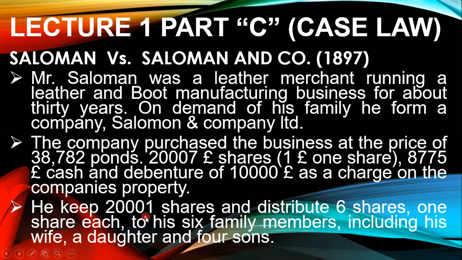Mr. Solomon kept 20,001 shares and distributed 6 shares, 1 share each, to his 6 family members, including his wife, a daughter, and 4 sons. So basically, this company was a one-man show because all the major shares were with Mr. Solomon.